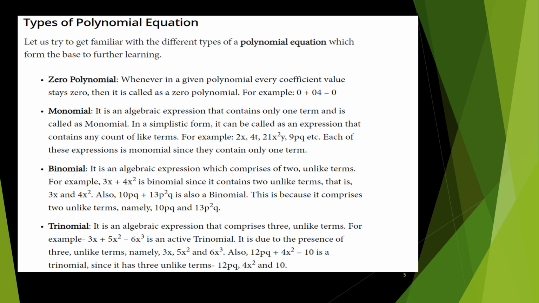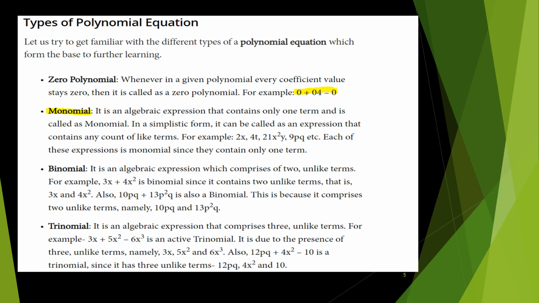See, in this example, 0 plus 0, 4 minus 0. Is there any variable? No, there is no variable. So that's why it is called zero polynomial. Then you have monomial. Monomial means an algebraic expression that contains only one term. It is called as monomial.